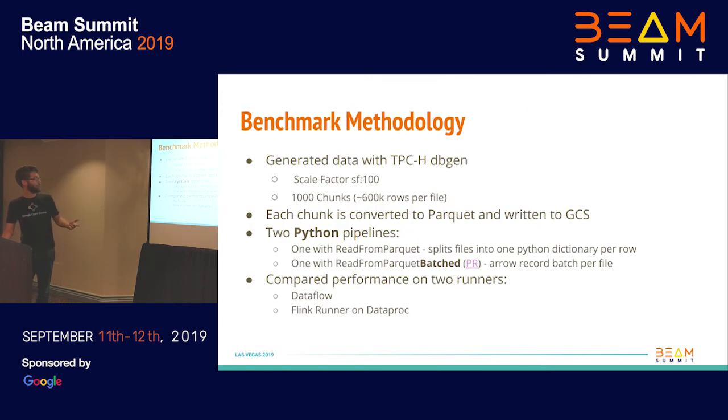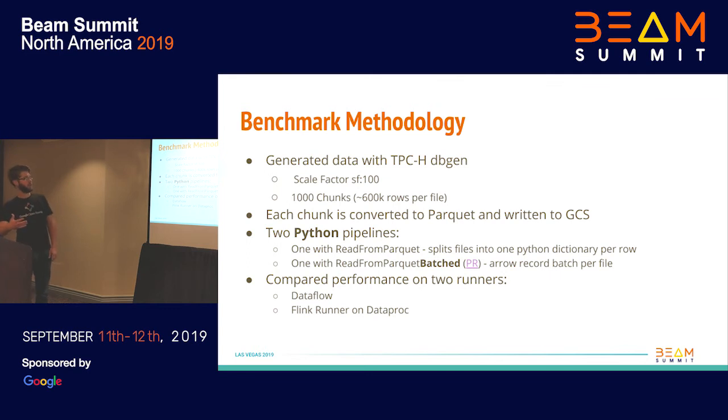What I did for my benchmark is I generated a bunch of data with the TPC-H dbgen tool, converted it to Parquet, and wrote it out to Google's GCS. And then I wrote 2 different Python pipelines. It was just easiest to prototype with the Python SDK. I used the ReadFromParquet transform, which exists now in Beam, and that is a transform that reads from Arrow and produces Python dictionaries.